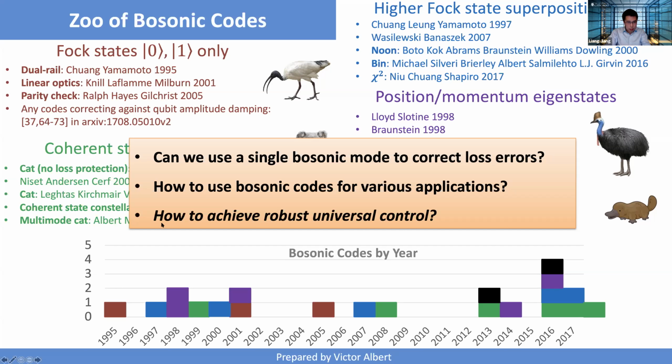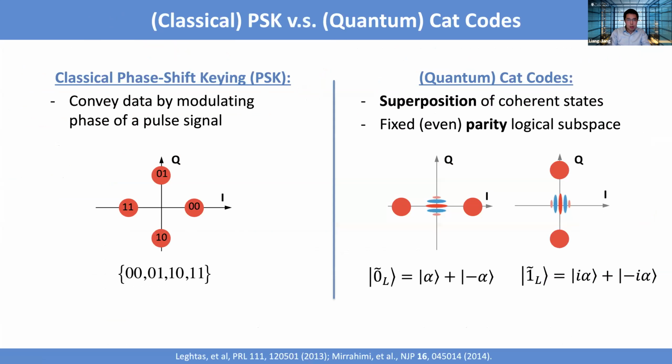And at the end, if there's still some time, I'll talk about how to achieve a robust control over Bosonic modes, not limited by the additional ancilla. So maybe let's start with just a single Bosonic mode, and how we use Bosonic modes to correct errors.